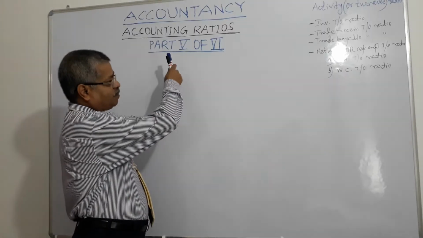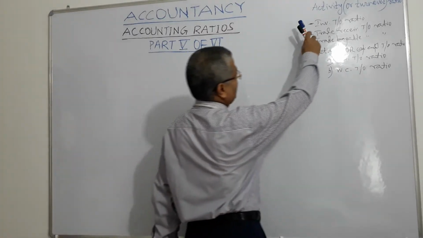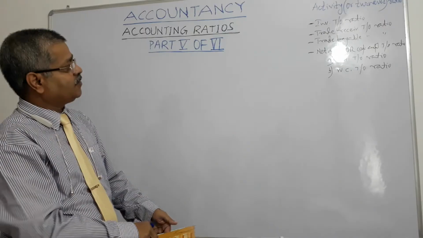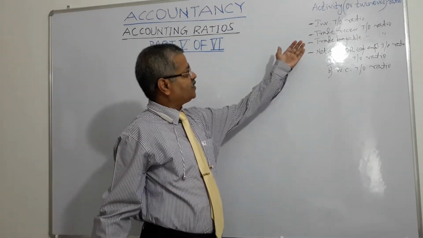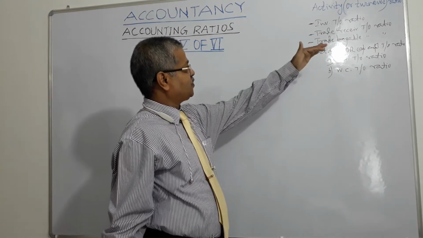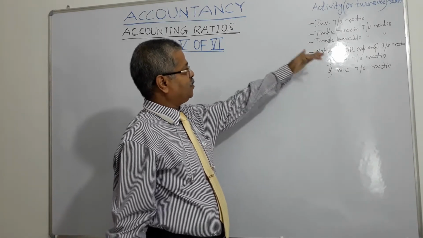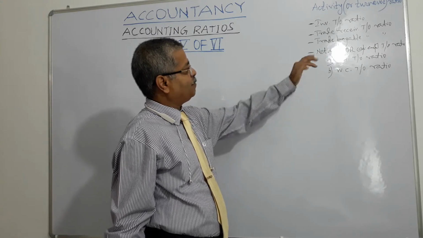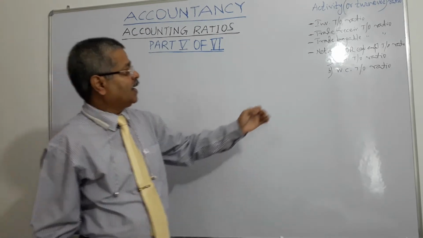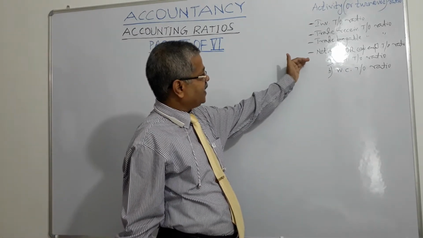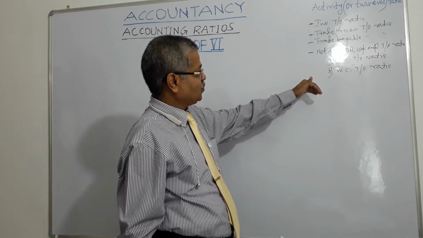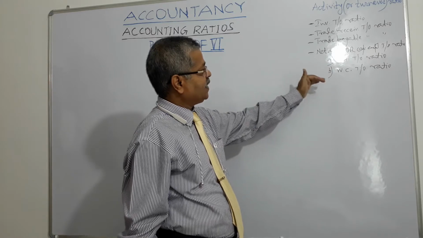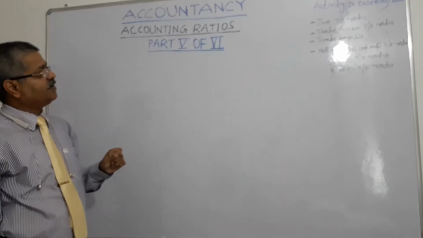So under part 5 we will discuss activity or turnover ratios, right? In that we will discuss inventory turnover ratio, trade receivables turnover ratio, trade payable turnover ratio, net assets or capital employed turnover ratio, and under that net assets or capital employed turnover ratio we will discuss fixed assets turnover ratio and working capital turnover ratio, right?